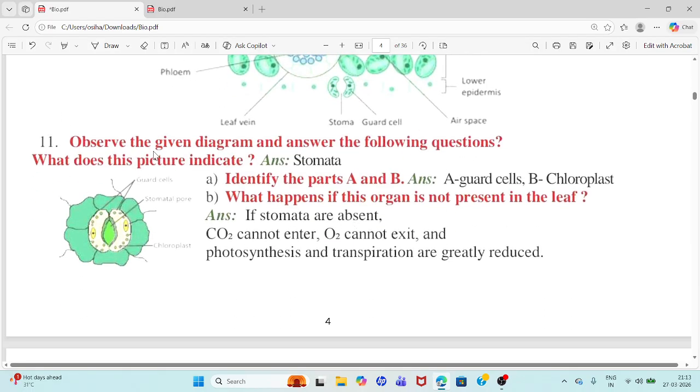11th question. Observe the given diagram and answer the following questions. What does this picture indicate? Answer: stomata. Identify the parts A and B.